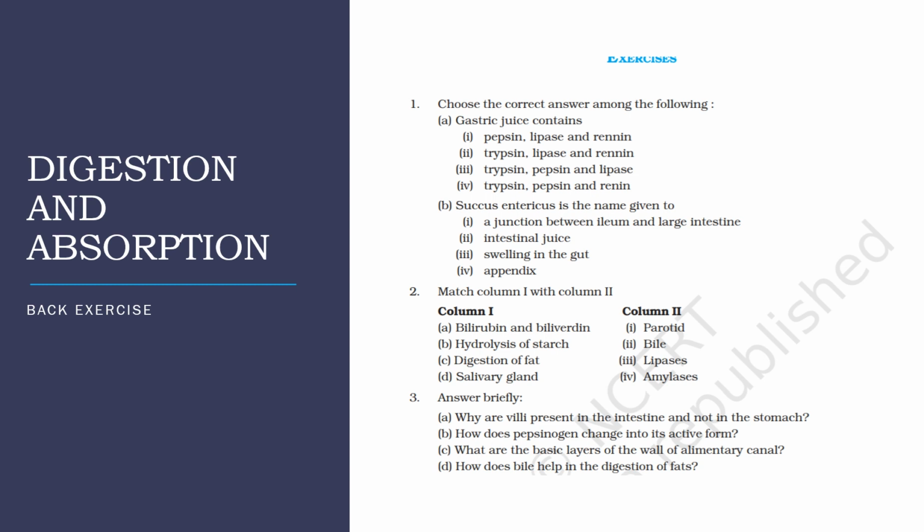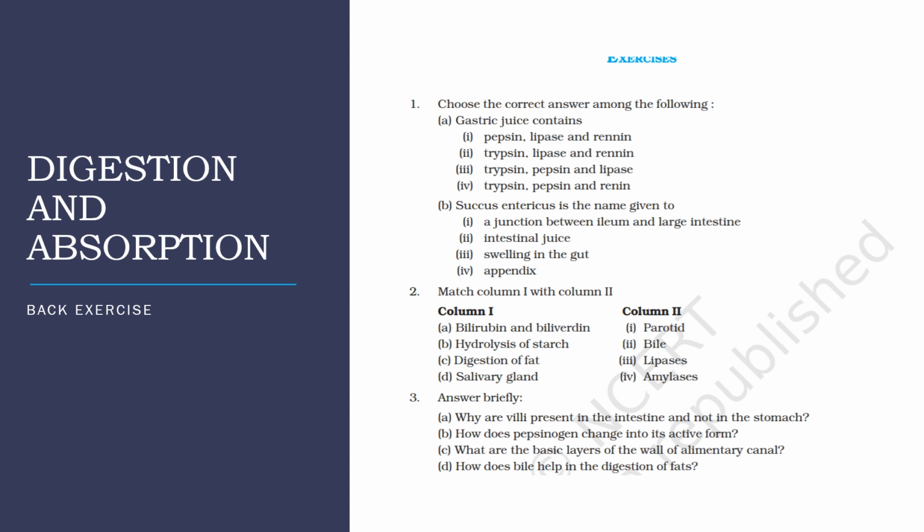Next, match column 1 with column 2. First, A part, bilirubin and biliverdin. So these are the pigments present in the bile. So it will go with bile. Hydrolysis of starch. Now we all know that starch is hydrolyzed by amylases in buccal cavity, salivary amylase, and then pancreatic juices are also having amylases. So it will go with amylases.